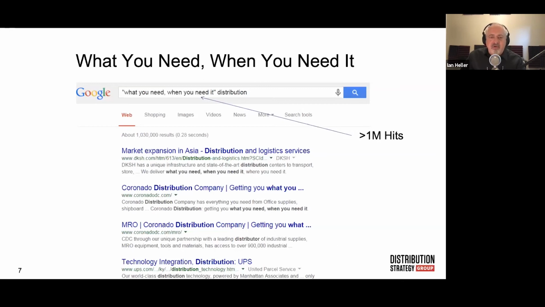It just or what you need when you need it. And since I believe most distribution brands are in the brand graveyard with some customers and prospects, probably with most, then this kind of messaging is not helping them get out, right? And the other thing, just generally speaking, is they're all about you, right?